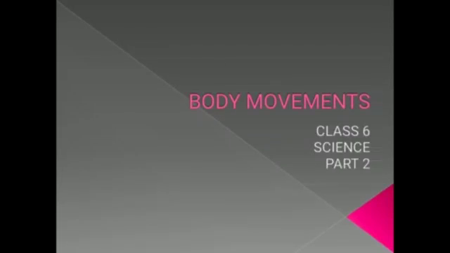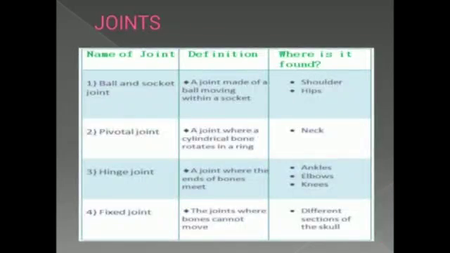So here, a total of 4 types of joints are there in our body. First is ball and socket joint, second pivotal joint, third hinge joint, fourth fixed joint. Now one by one I will explain all the joints.